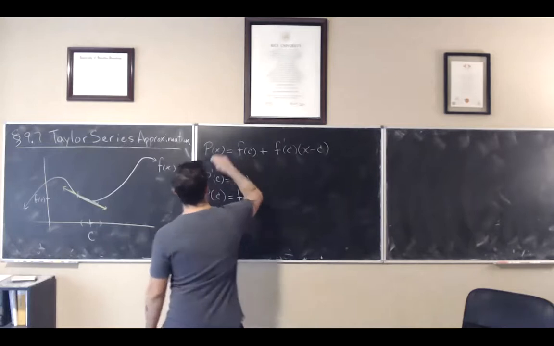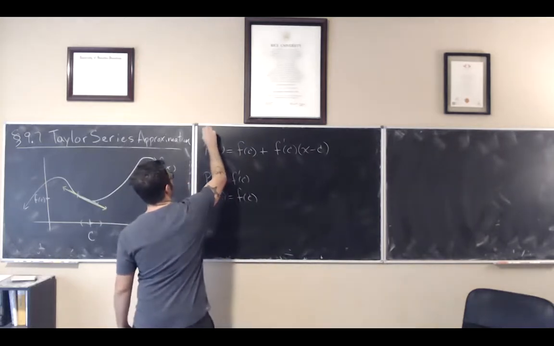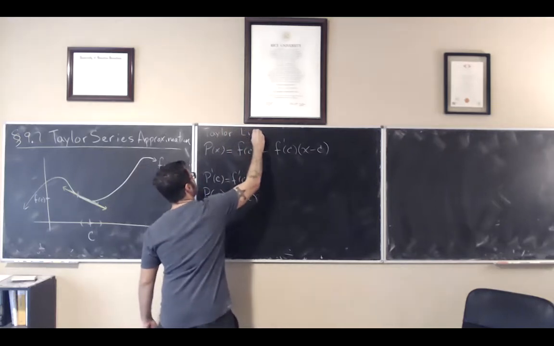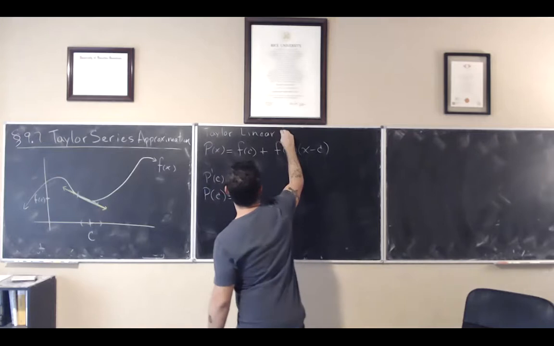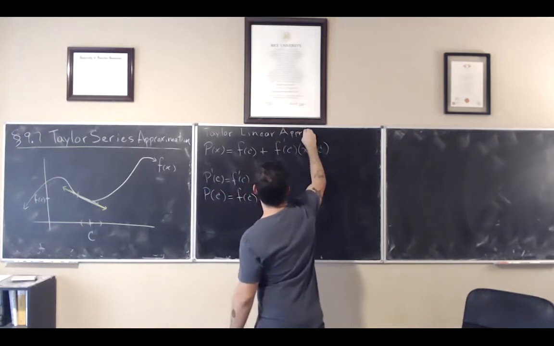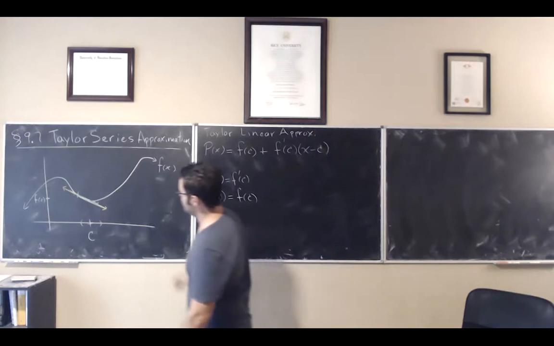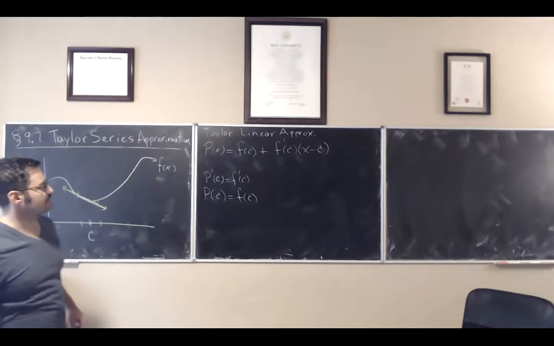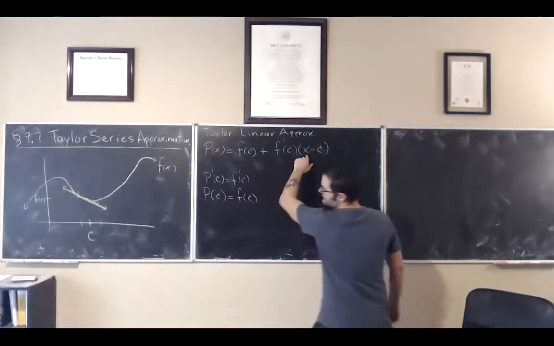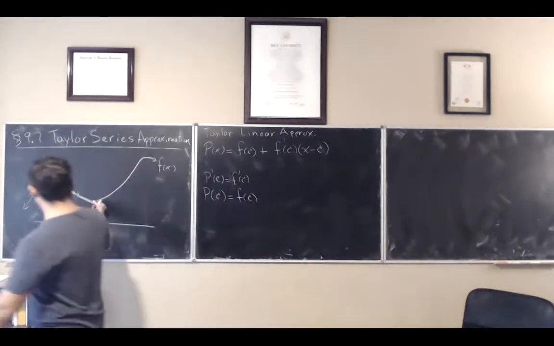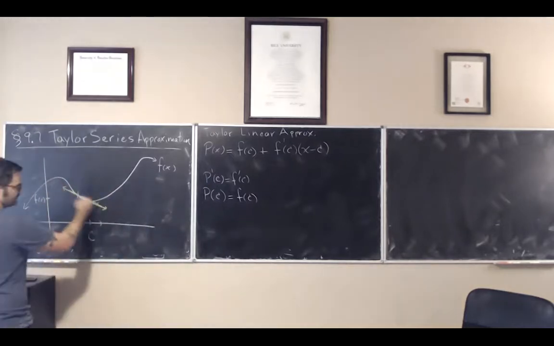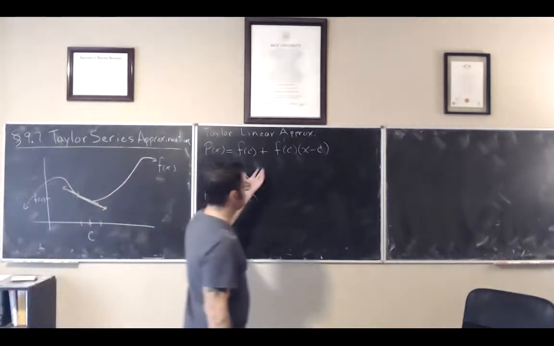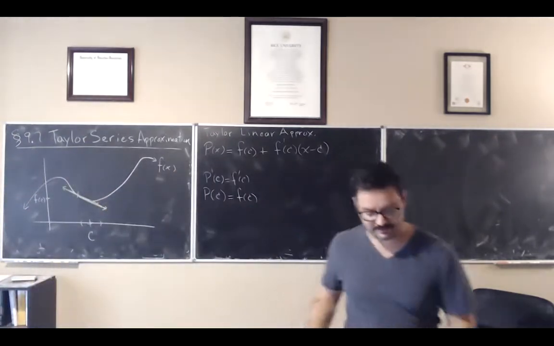This is called a Taylor linear approximation to the true function. Around c, it's a linear function, just a degree 1 polynomial, and it matches the value and has the same derivative. It basically behaves like the function at c. And a lot of times this is a very good approximation.